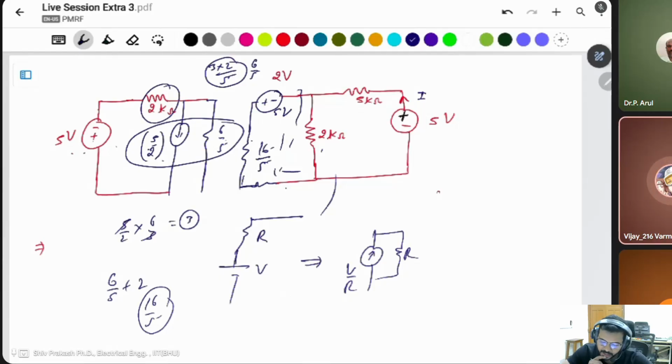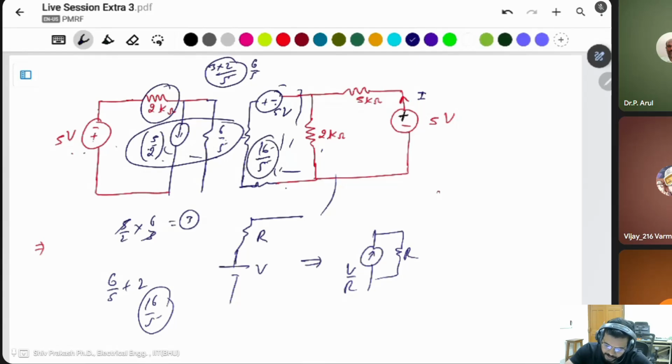Sir, actually minus 2 volts, no, sir? There's another one, this one is 3 volt. By the source transformation, it's minus 3 volts, no, sir? This one, minus this one, minus this one, both are the same polarity. Oh, okay, yes, I get it, simply add this one. This was 16 by 5.